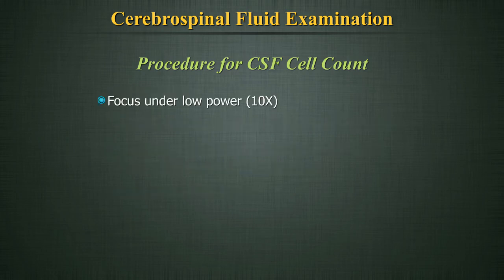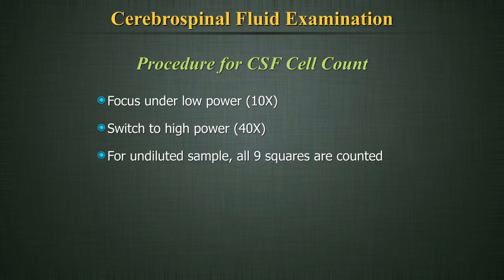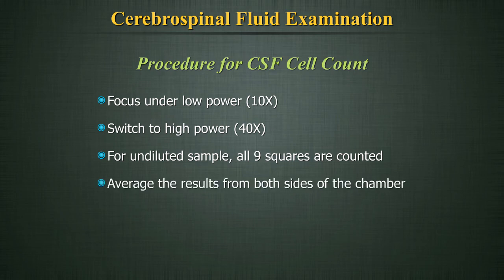Focus under low power and adjust condenser and diaphragm for maximum visualization. Switch to high power or 40x. Adjust if necessary. For an undiluted sample, usually all 9 squares are counted. Average the results from both sides of the chamber. Note: the necessity to dilute the CSF and the number of squares counted depends upon the cellularity of the specimen. Adjustments in the procedure should be made accordingly. Both WBCs and RBCs should be counted.